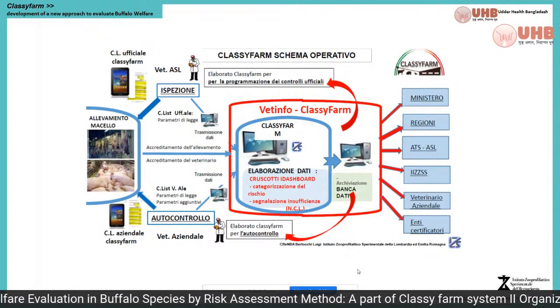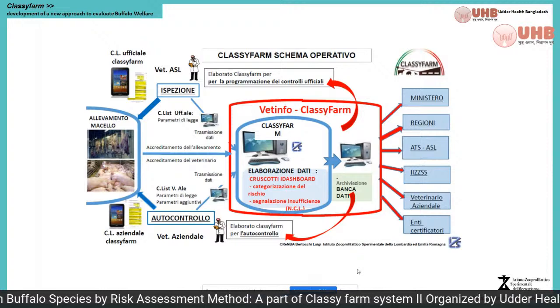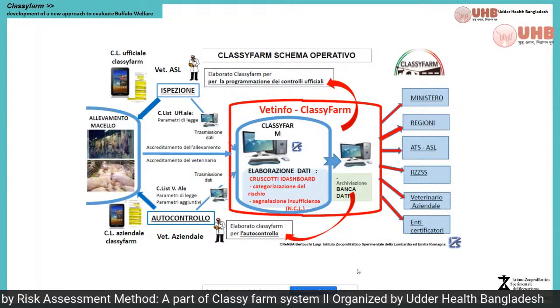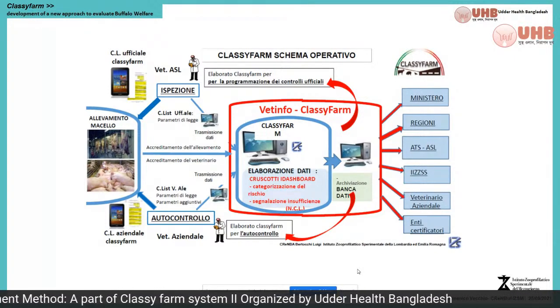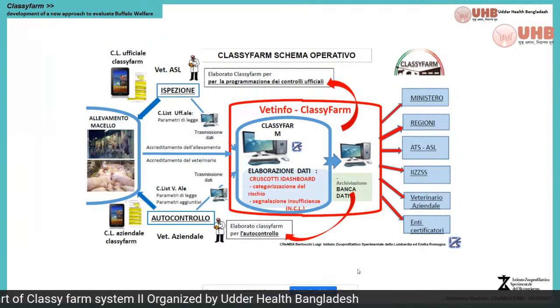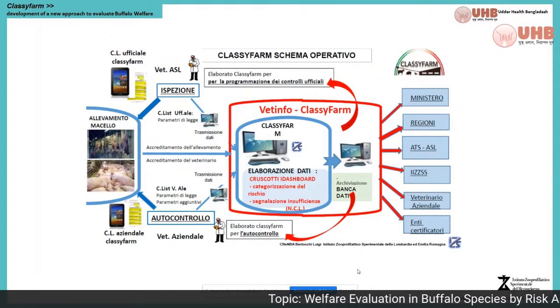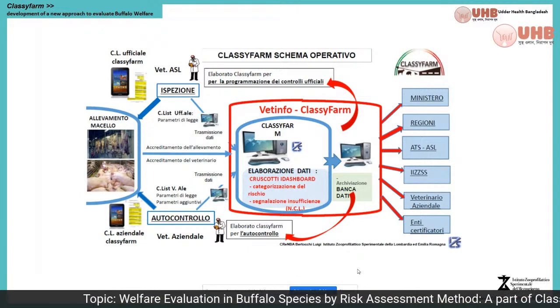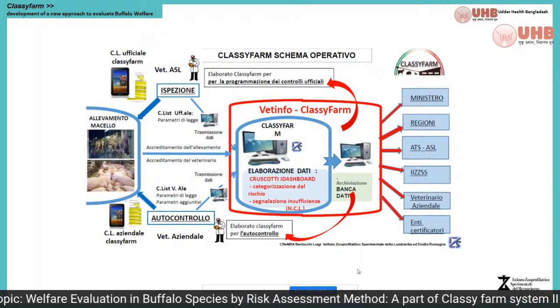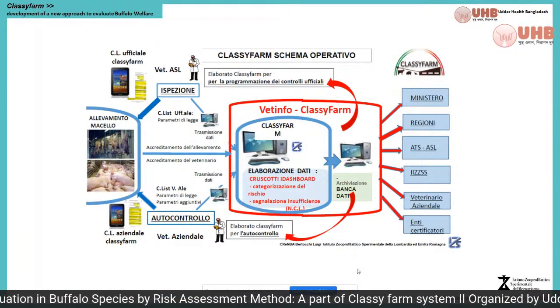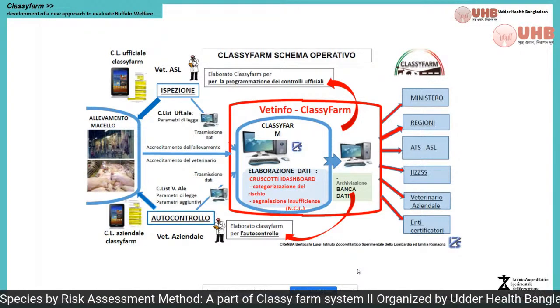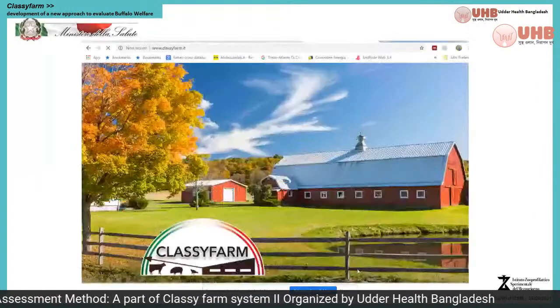By the system, all data are recovered and the evaluation is available for the Ministry of Health and for the official veterinarians that can use this checklist. The future perspective is represented by the certification of the system by an external certifying organization and the use of a welfare mark that farms evaluated with a higher level may use in their labeling.